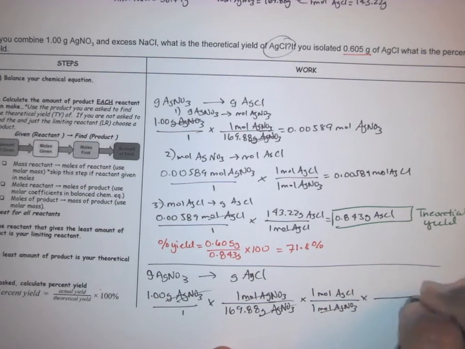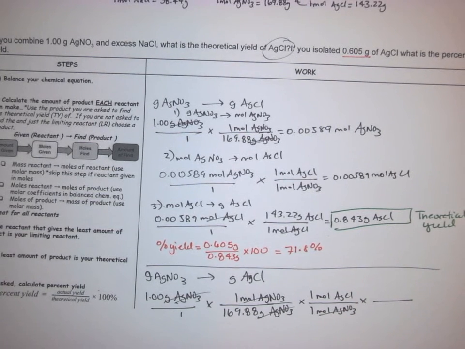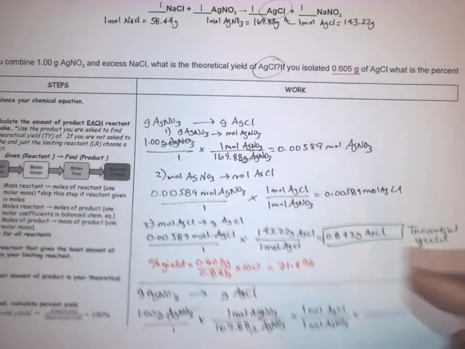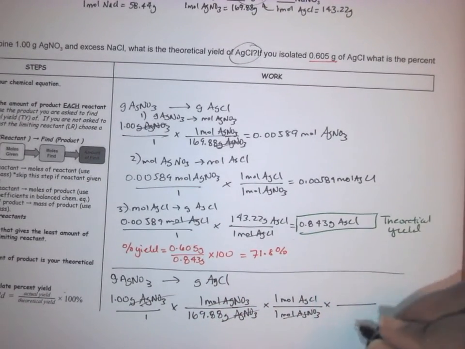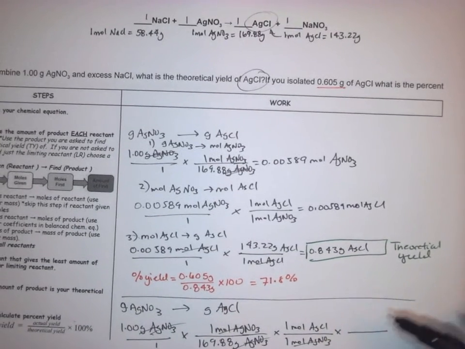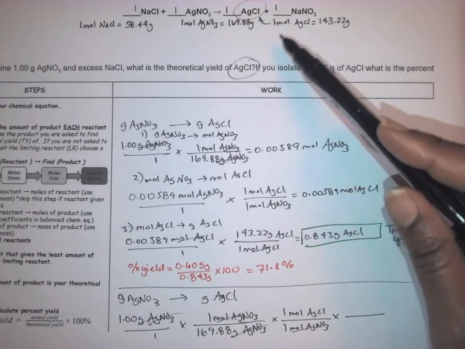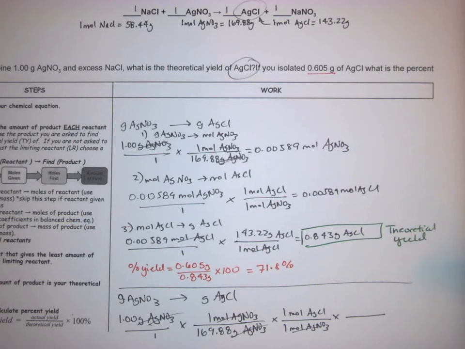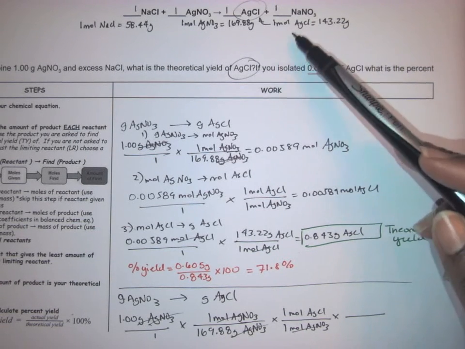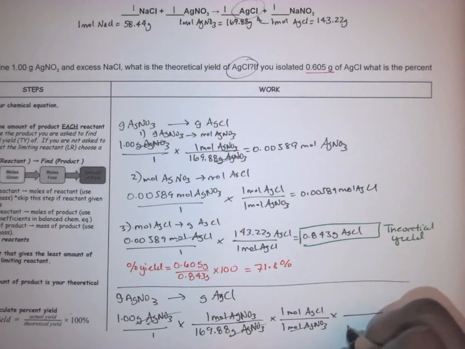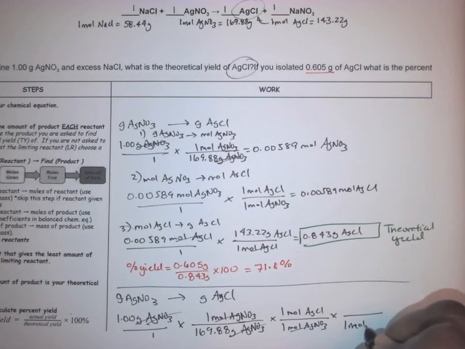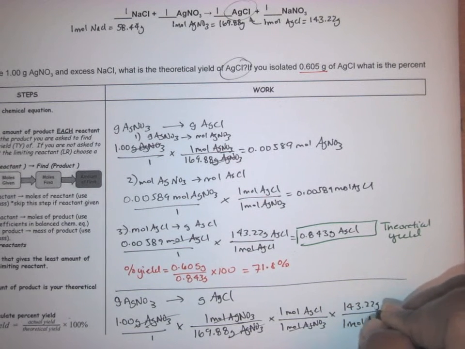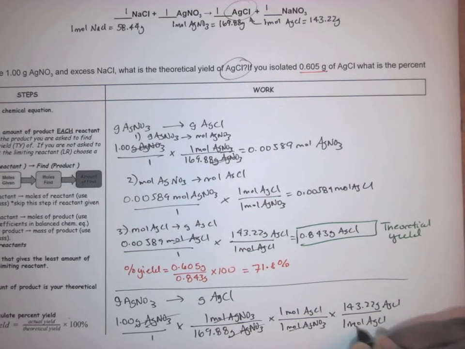All right, last step is to go from moles of AgCl to the mass of AgCl, and for that we would use the molar mass. So here's the molar mass. So what do you think goes in the bottom here? Is it the 1 mole of AgCl or the 143.22 grams? You betcha it's the 1 mole of AgCl, so that those can cancel out, because I want to find the grams of it. And then 143.22 grams.